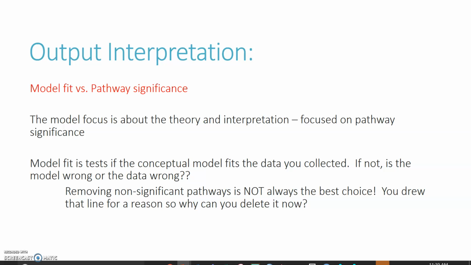So that is one way to show that it's not that the data and the model are bad. We can get a better model, but we drew those non-significant pathways for a reason. So deleting them and not reporting that is not the best option. Usually what I would do is report the original model, everything that I said, and then either say model fit can be improved by removing these, or show what it would look like without those lines. But you kind of report both.